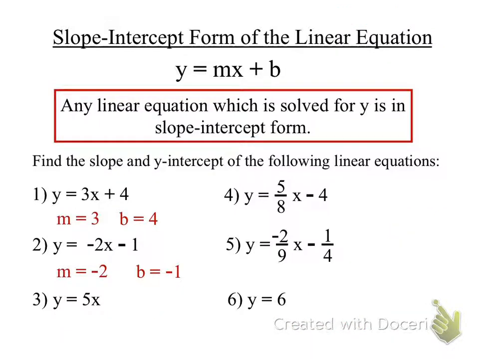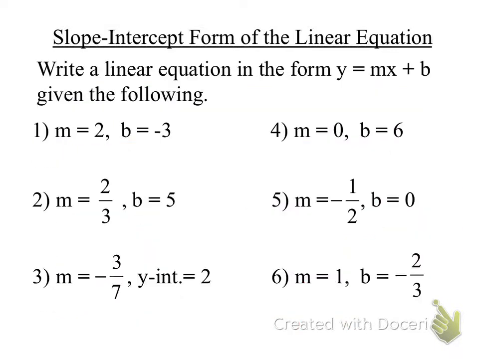All right, so now we're going to build the equations given the slope and the y-intercept. So if I have m equals 2, remember the equation is y equals mx plus b. So what am I substituting? Noah? It would be y equals 2x minus 3. You get the idea?